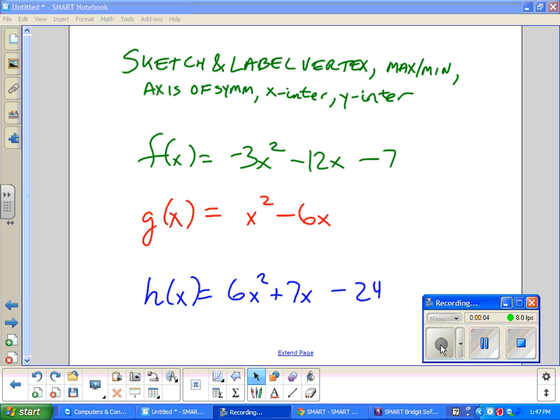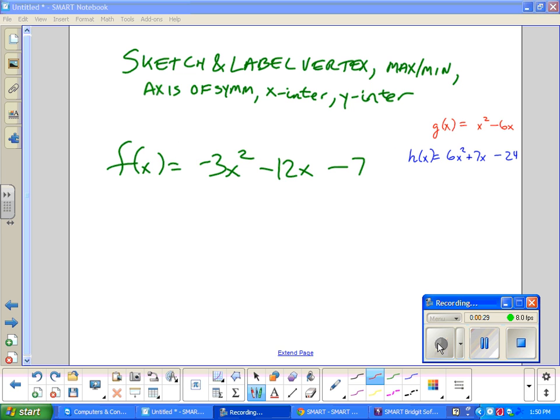All right, so today we're going to sketch and label the vertex, the max or min, the axis of symmetry, the x-intercept, and y-intercepts of f of x, g of x, h of x. And again, very quickly, you should identify all three of these as quadratics, which are parabolas. All right, and I'll just go through them one at a time if you want to practice them ahead of me. We'll make sketches and graphs. We'll do it by shifting the parent function or the mother function y equals x squared.